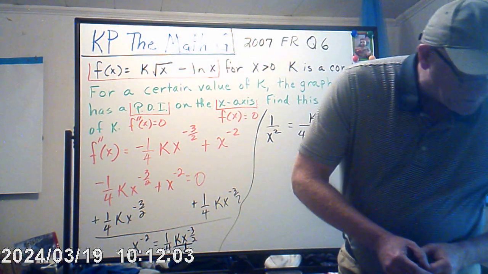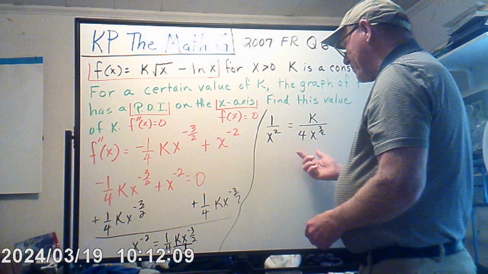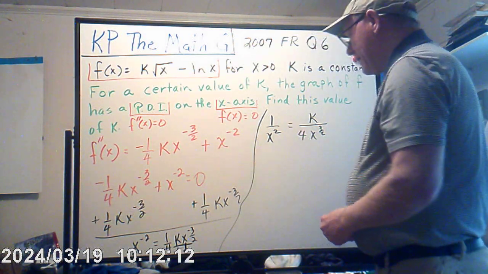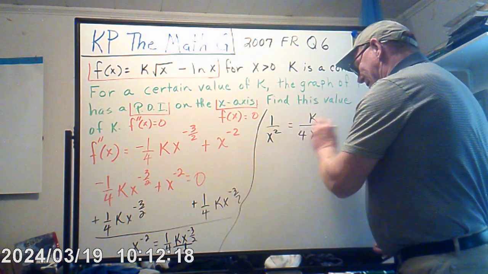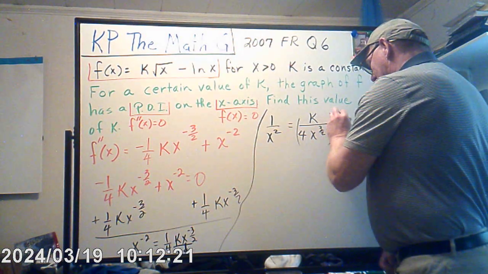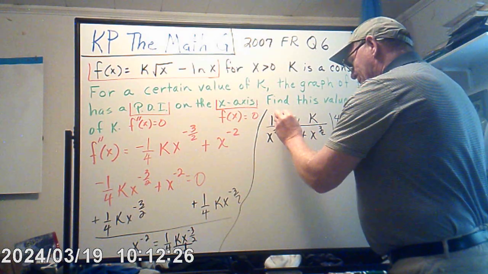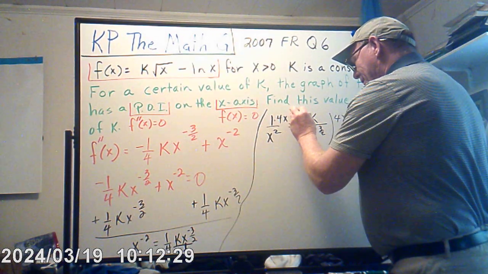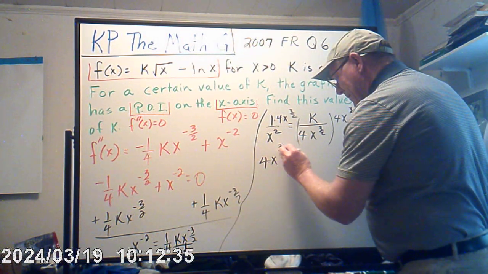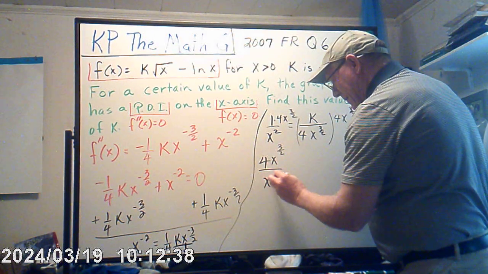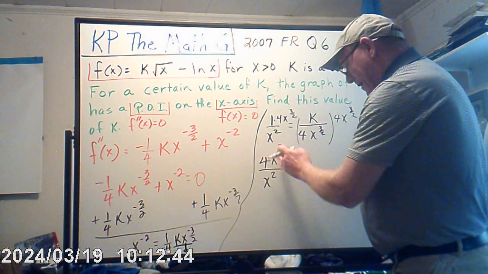I like to set it up like this, kind of as a proportion, and it's easy to solve this way. Alright, now I'm going to multiply both sides to get rid of this to solve for k. I'm going to multiply both sides by 4x to the 3/2. So now we have 4x to the 3/2 over x squared is equal to k. Now that is k, but let's kind of clean it up a little bit.